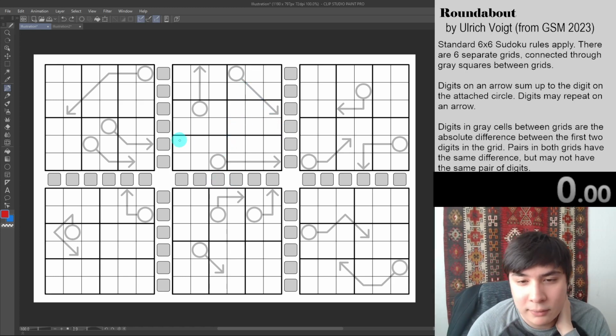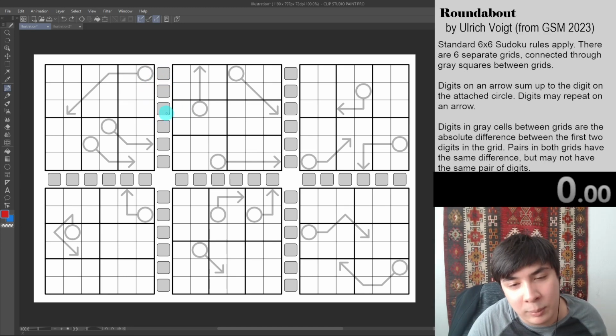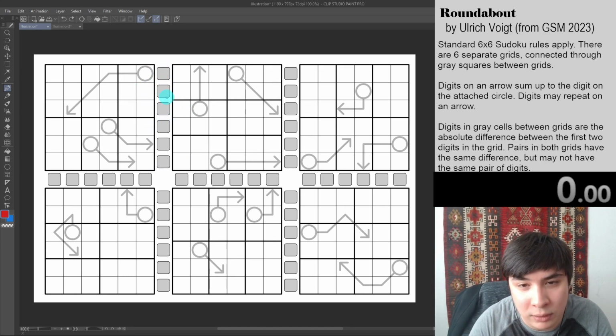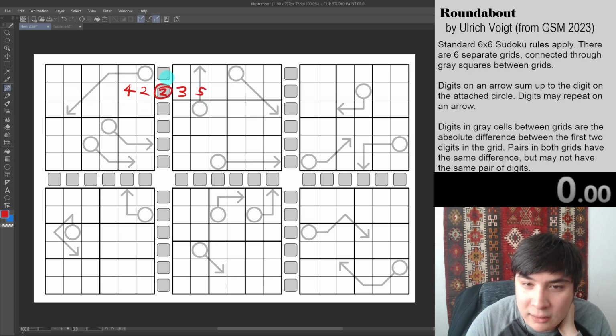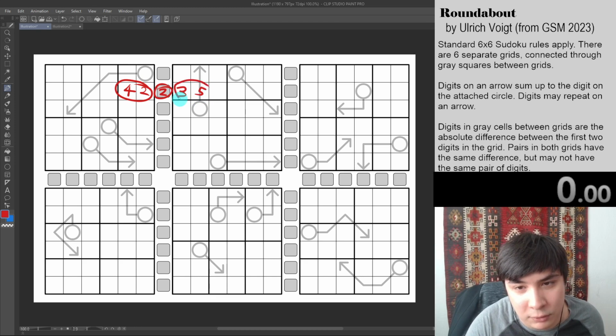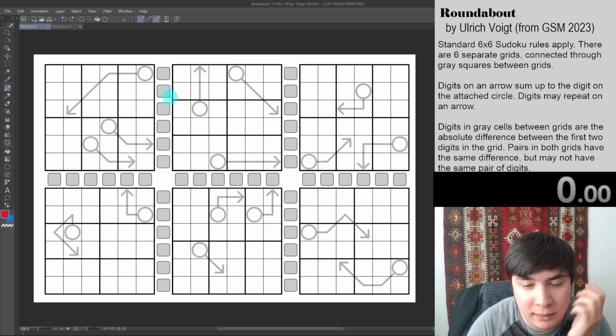And what else? There's these gray squares in between grids. These represent the differences between the first two cells in either direction. So if this was a 2, we could have a 4 and a 2 here, and let's say a 3 and a 5. That's fine. What this 2 is saying is that it's the difference between the 4 and the 2. It's also the difference between the 3 and the 5 here. And yeah, that's pretty much it.